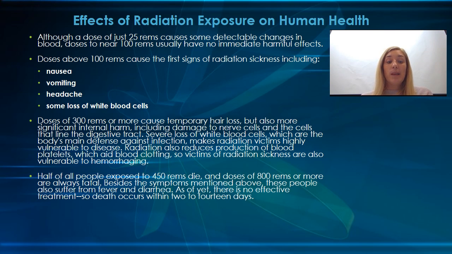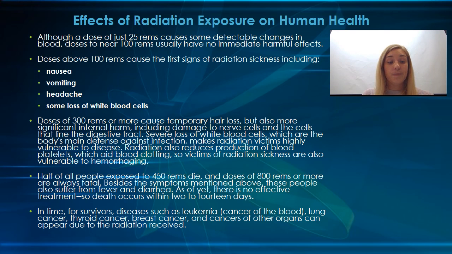Half of all people exposed to anything above 450 rems die, and doses of 800 rems or more are always fatal because of all of the symptoms above. They might also suffer from fever or diarrhea, and as yet there's no effective treatment. Once someone has been exposed to really high levels of radiation, death generally occurs between 2 and 14 days. There's not much we can do to assist these people.